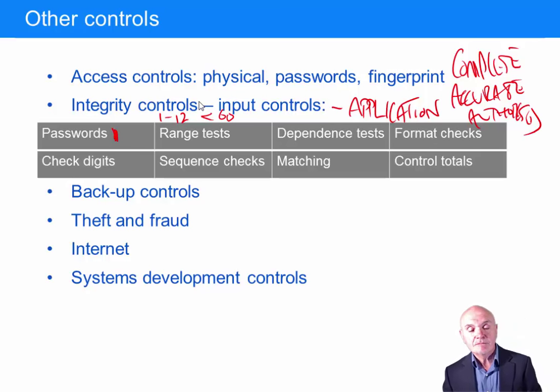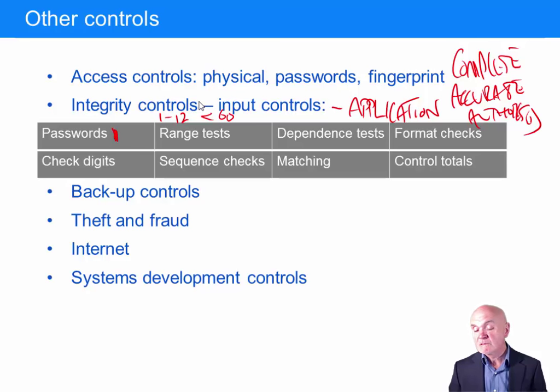Dependency checks. We've probably all experienced this. I imagine most of you have tried booking a hotel or booking a flight, and you mess it up very slightly, and you manage to put in the return flight before the outbound flight. There's nothing wrong with either date on its own, but it'll come back to you and say this is invalid, because you're coming back before you're leaving, and it can't possibly be right.